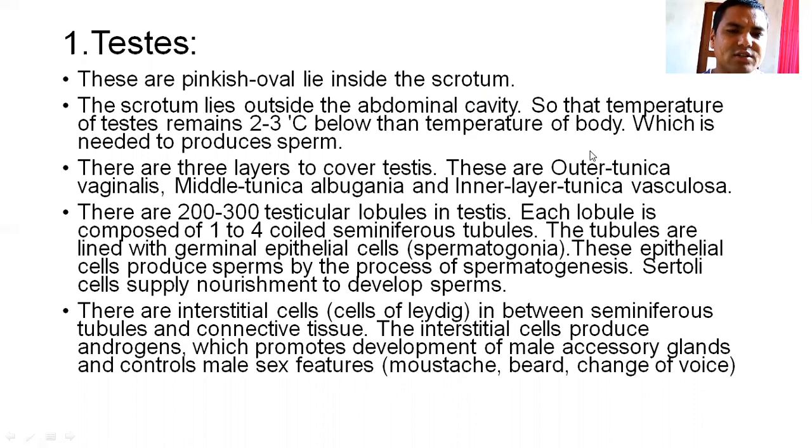There are 3 layers covering the testes. They are the outer tunica vaginalis, the middle tunica albuginea, and the inner layer tunica vasculosa. There are 200 to 300 testicular lobules in the testes. Each lobule is composed of 1 to 4 coiled seminiferous tubules. The tubules are lined with germinal epithelial cells or spermatogonia. These epithelial cells produce sperms by the process of spermatogenesis.